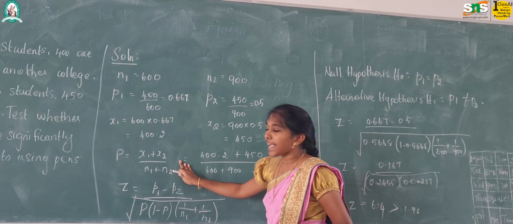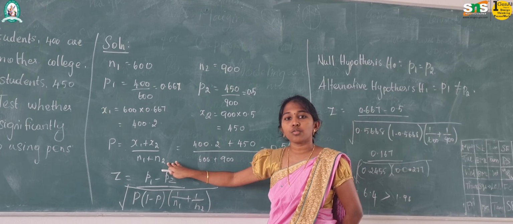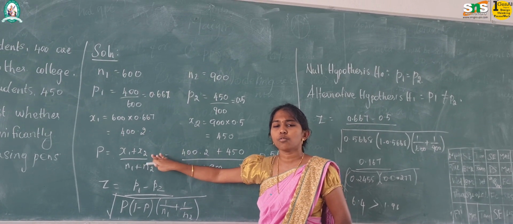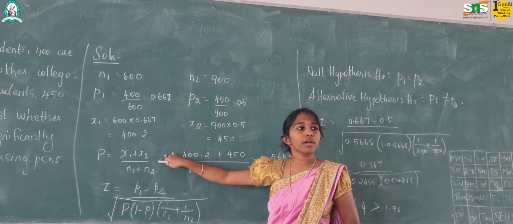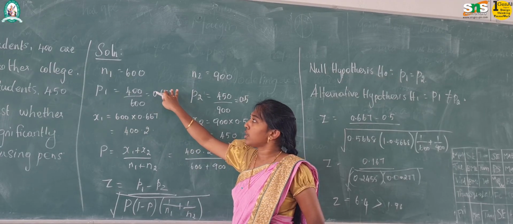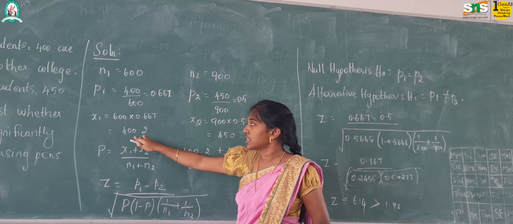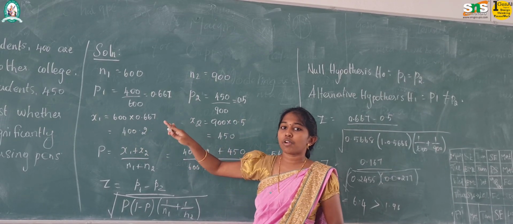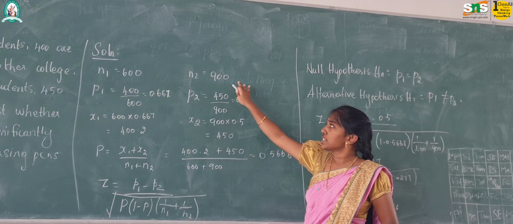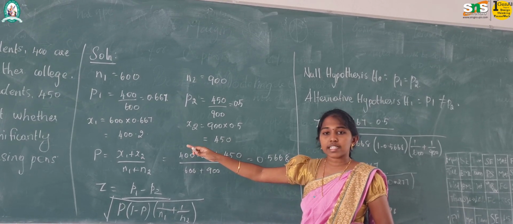The formula to find capital P is x1 plus x2 divided by n1 plus n2. Here we already know n1 and n2, but we don't know x1 and x2. The formula to calculate x1 and x2 is n1 into p1. So x1 is 600 into 0.667, which is 400.2. In the same way, x2 is n2 into p2, which is 900 into 0.5, so the value will be 450. So this is the value of x1 as well as x2.